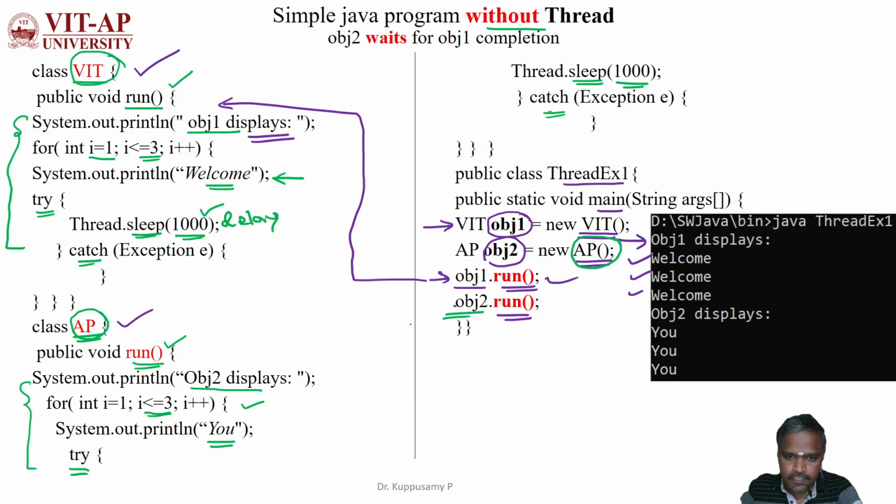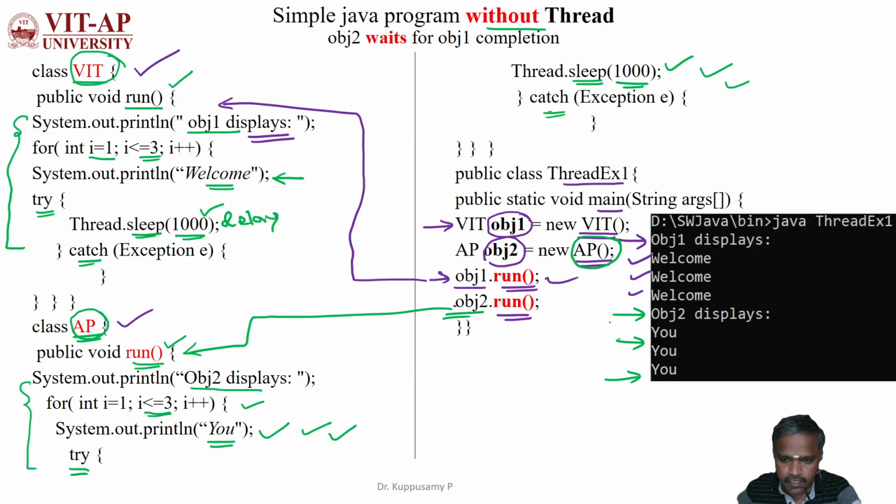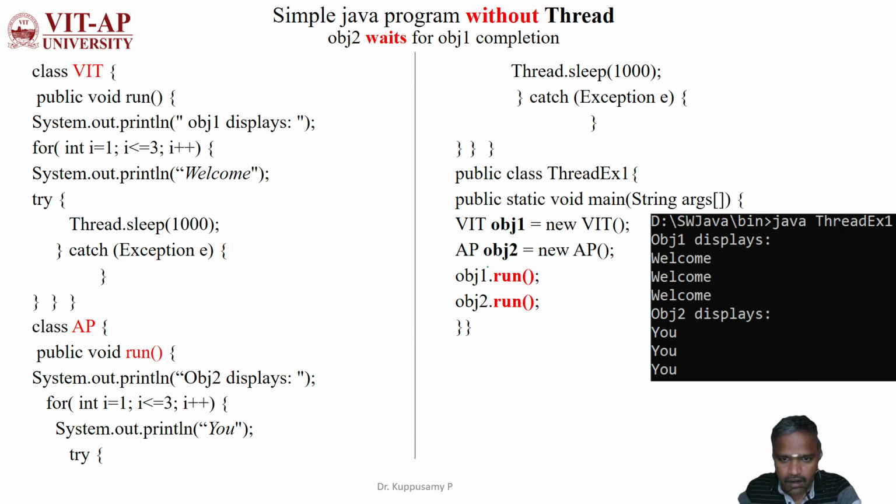class ap. So here you see it is executing this run method obj2 displays, then executing the first iteration u, then introducing 1000 milliseconds, then the second time executing the same statement, then again introducing 1000 milliseconds, then the third time executing u, then again introducing 1000 milliseconds. Here the difference is the first object is displaying all the iterations first, then the second object is executing.